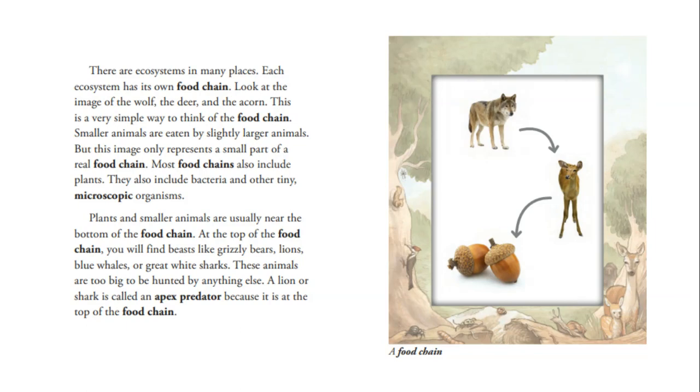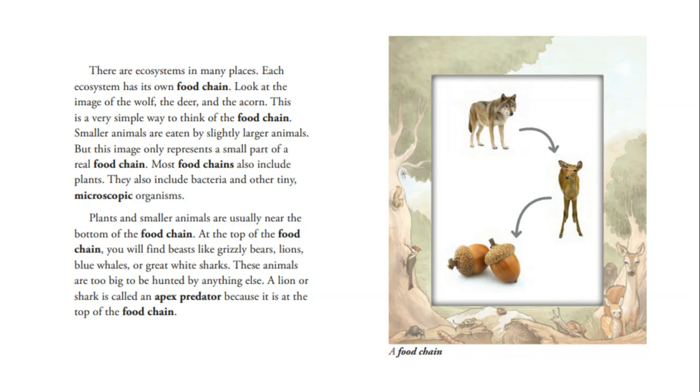They also include bacteria and other tiny microscopic organisms. Plants and smaller animals are usually near the bottom of a food chain. At the top of the food chain, you will find beasts like grizzly bears, lions, blue whales, or great white sharks. These animals are too big to be hunted by anything else. A lion or a shark is called an apex predator because it is at the top of the food chain. All right, that's the end of the chapter.